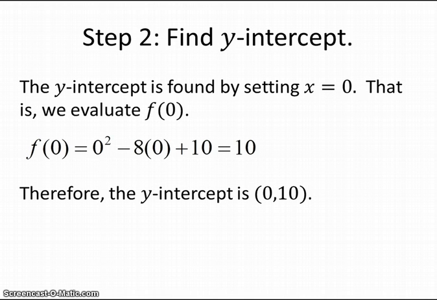Okay, the y-intercept is the easy one, so we know every point on the y-axis has an x-coordinate of 0, so we just plug in 0 for x or evaluate f of 0. And when you do that, the first and second terms are always going to be 0, and the answer is always going to be the c value, or the constant term. In this case it's 10. So our y-intercept is 0, 10. Let's go ahead and plot that.